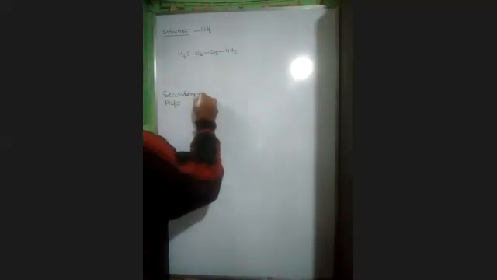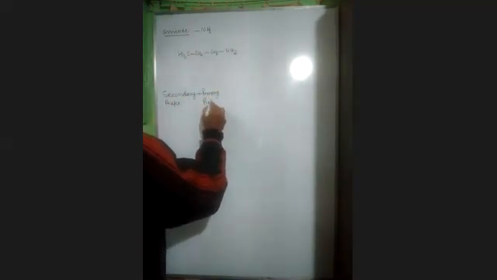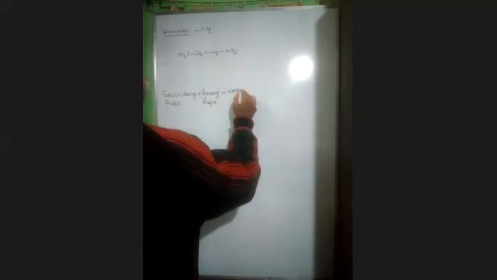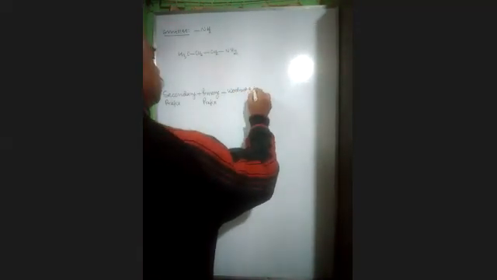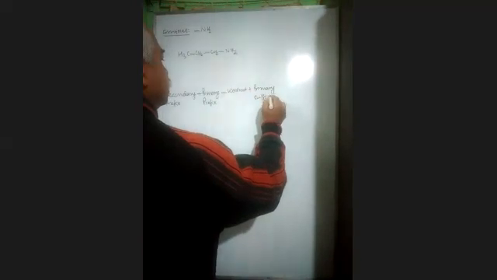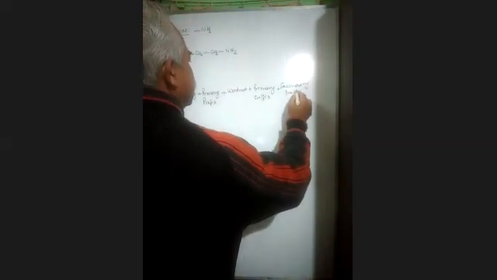See here. Again, I'm telling you, those who have joined recently, the name is always written in this way: secondary prefix, then primary prefix, then word root, then primary suffix, then secondary suffix. Secondary prefix is for substitution.